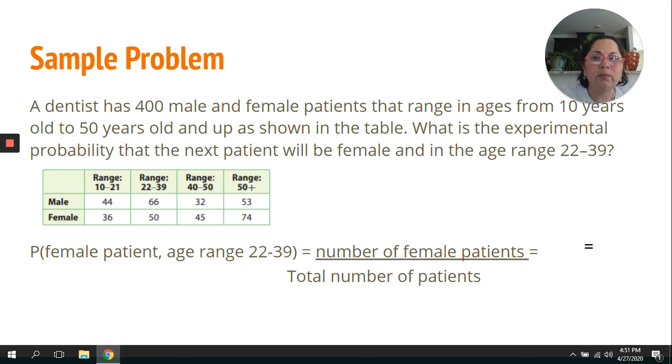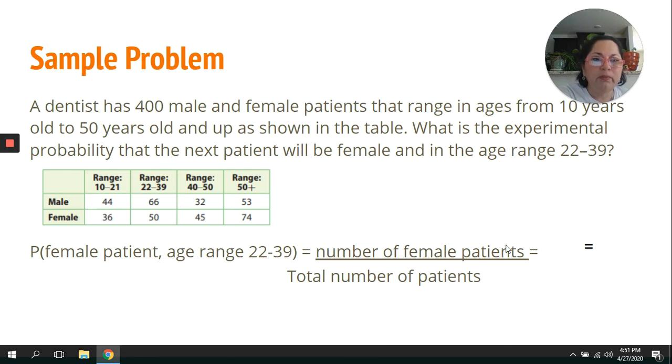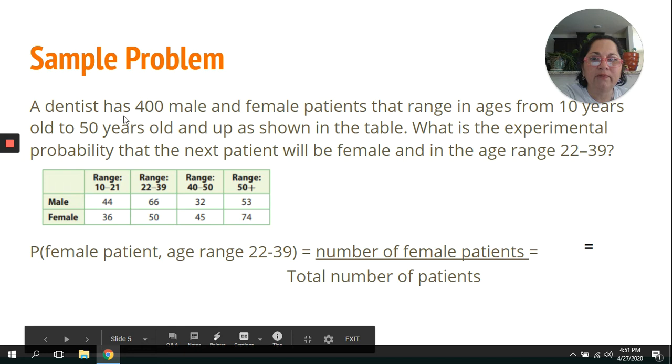What is the experimental probability that the next patient will be female in the age range of 22 to 39? So we're looking for the probability of a female patient in the age range 22 to 39. The total number of female patients in that category is 50. The total number of patients was given up in the example problem, which is 400. So our ratio would be 50 to 400.